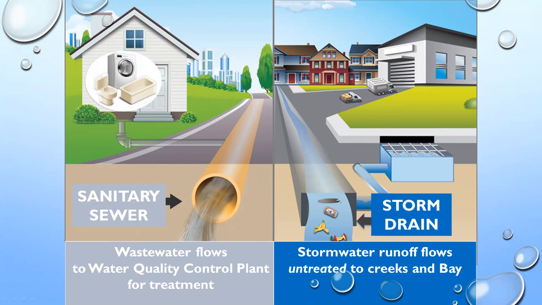But everything that goes into that storm drain goes straight into the storm drain, directly into our creeks, and then flows down the creeks and straight into the bay. And that's really concerning because we just talked about all these different things that could possibly be in that water.